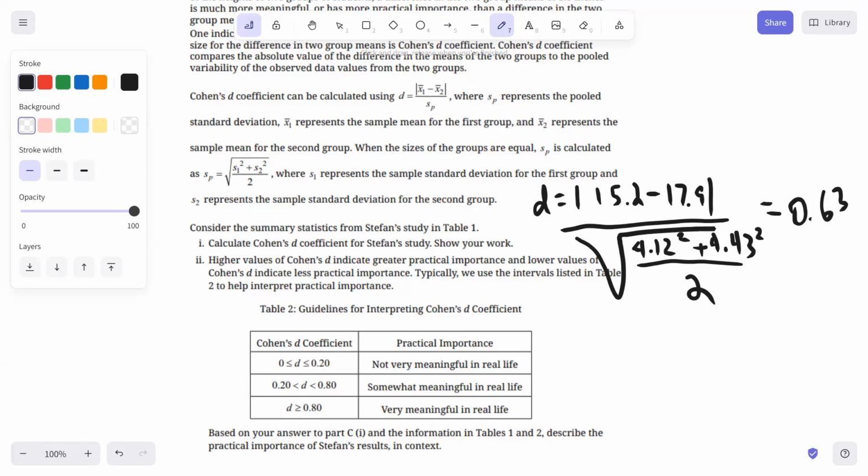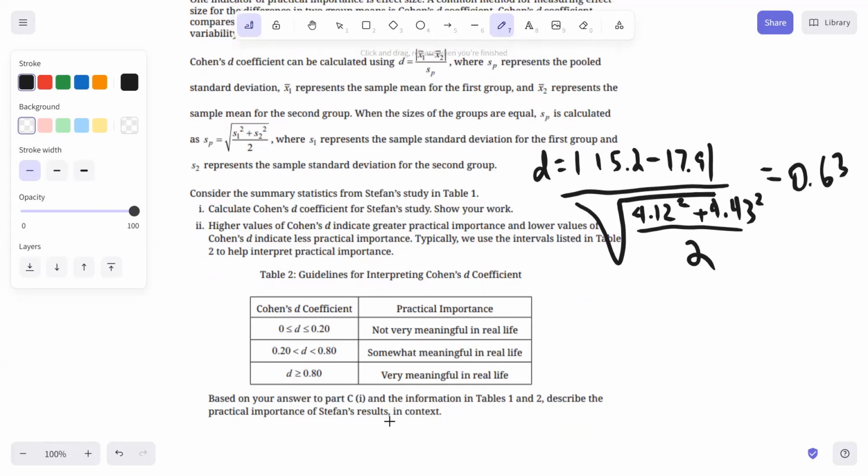Part 2, higher values of Cohen's d indicate greater practical importance and lower values of Cohen's d indicate less practical importance. Typically, we use the intervals listed in Table 2, right there, to help interpret the practical importance. Based on your answer to Part CI and the information in Tables 1 and 2, describe the practical importance of Stephan's results in context.